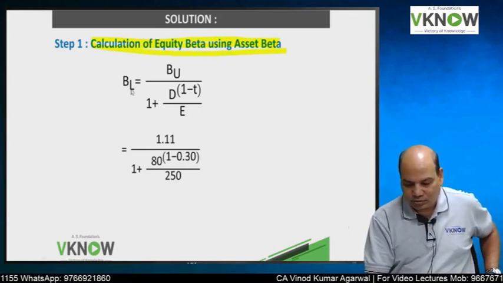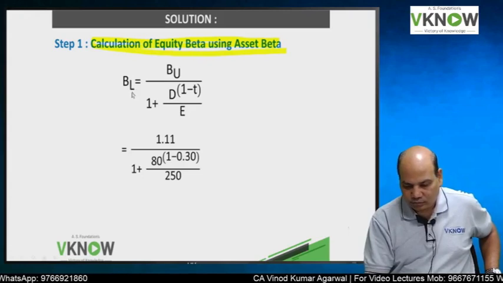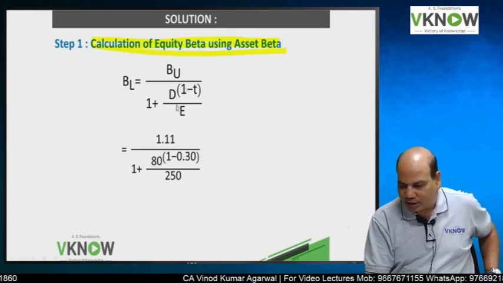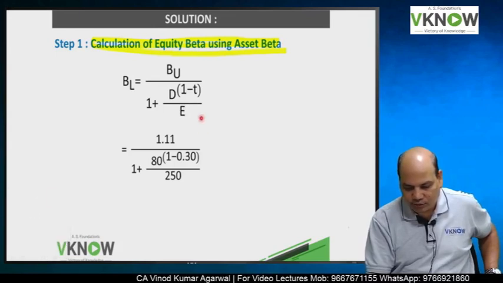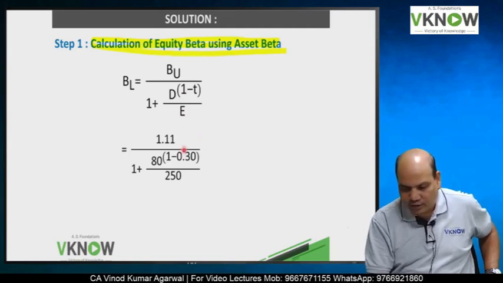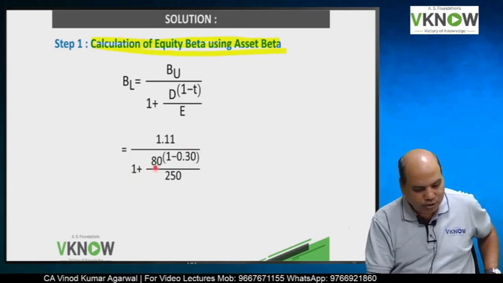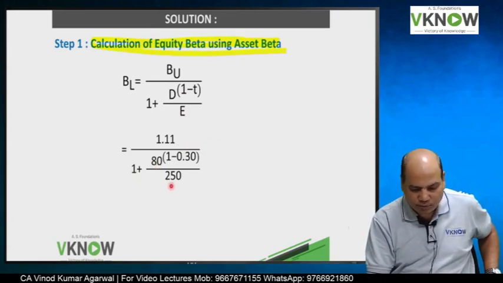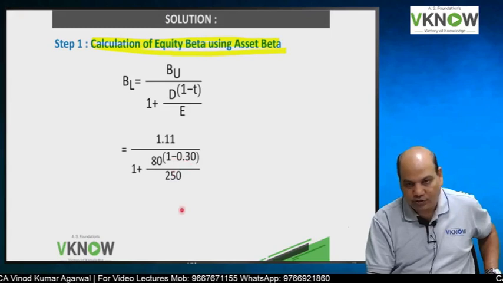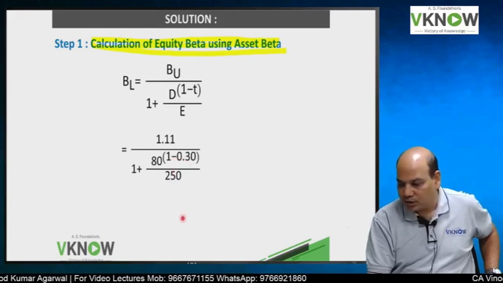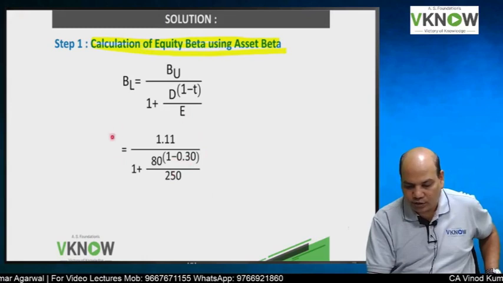So please write down beta levered is beta unlevered upon 1 plus debt by equity into 1 minus t. Put the values here: 1.11 divided by 1 plus debt is 80, you can see in the problem, equity is 250, you can see in the problem, into 1 minus 0.30. Anybody wants to reply? What is the solution of this calculation?